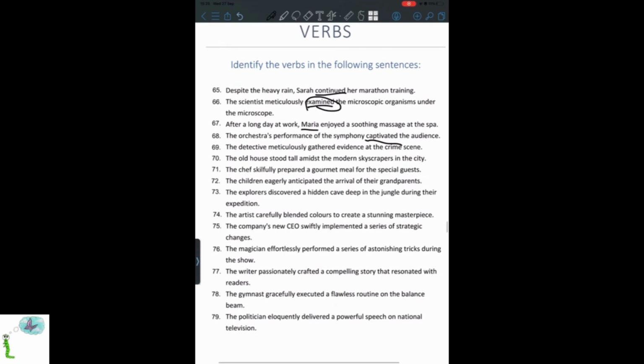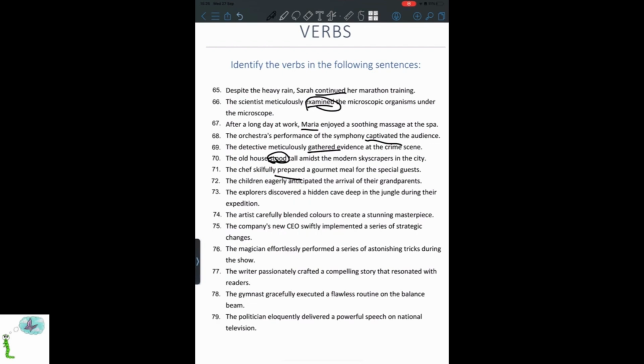The detective meticulously gathered evidence at the crime scene. The only thing being done is gathering evidence. Meticulously is describing the verb, so that's the adverb, right? The old house stood tall amongst, you can already see, it's standing tall, right? It's stood. The chef skillfully prepared gourmet, there you go, it's prepared meals for the special guests.